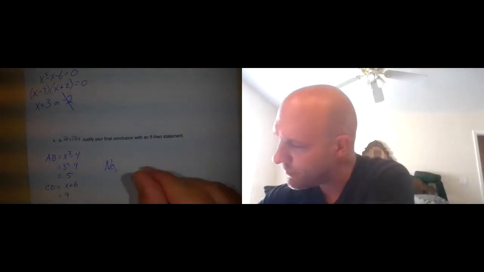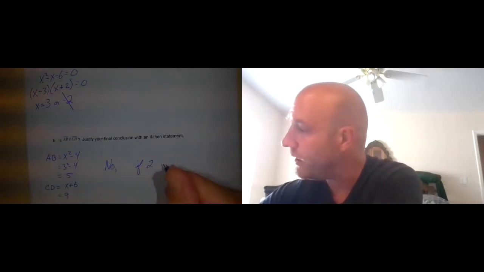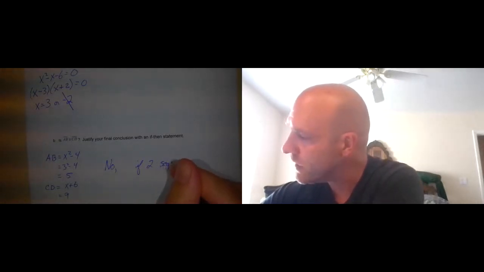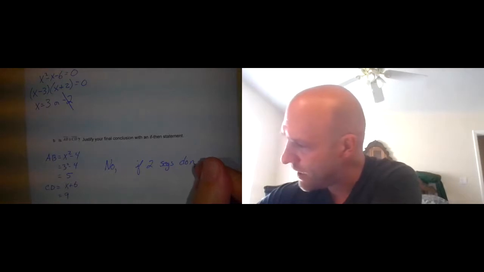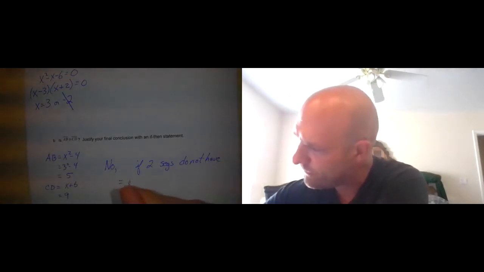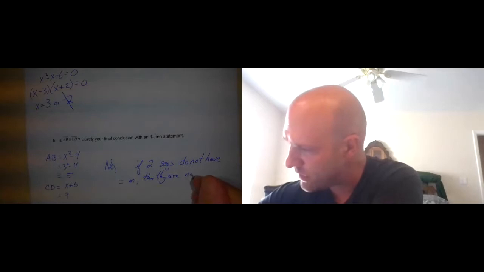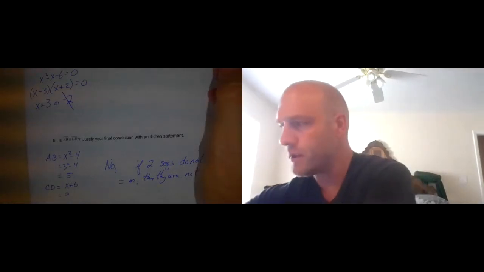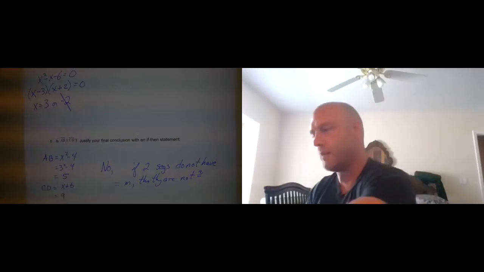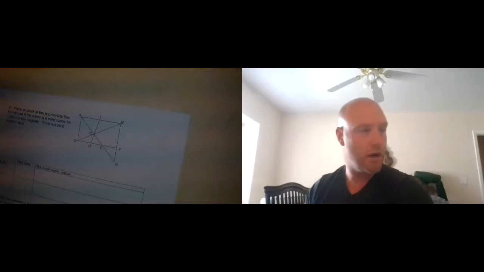The if-then statement would be if two segments do not have equal measure, then they are not congruent. It's really the inverse of that statement up above. It being a definition, inverses are legal.